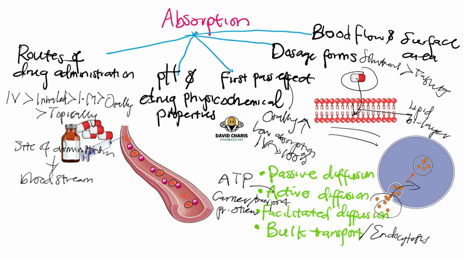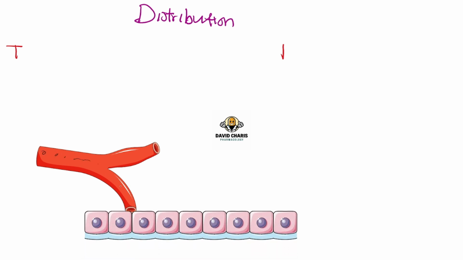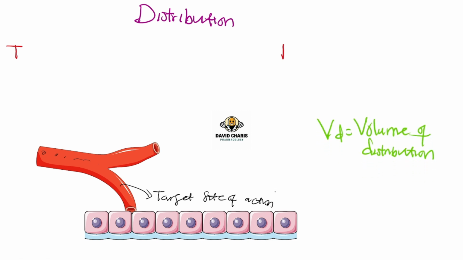The next PK parameter we are going to be looking at is the distribution. And the distribution basically is the movement of drug from the bloodstream to the targeted site of action or targeted tissue site. It is the distribution of drug from the systemic circulation to the targeted tissue site. And one of the things that you need to consider is the volume of distribution.